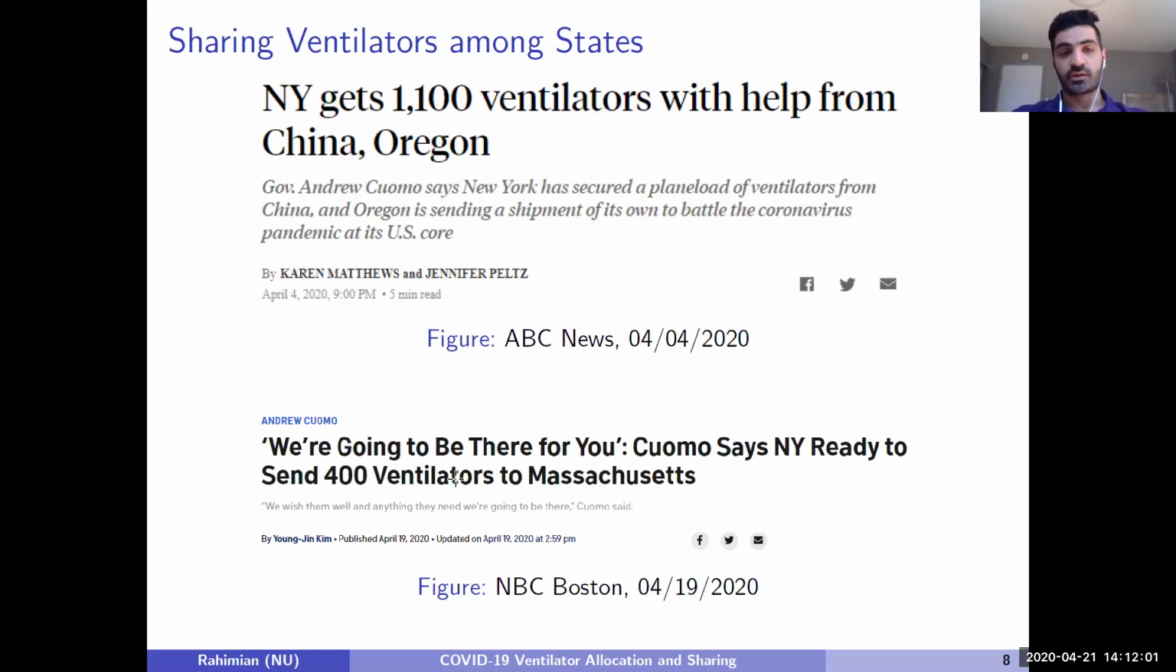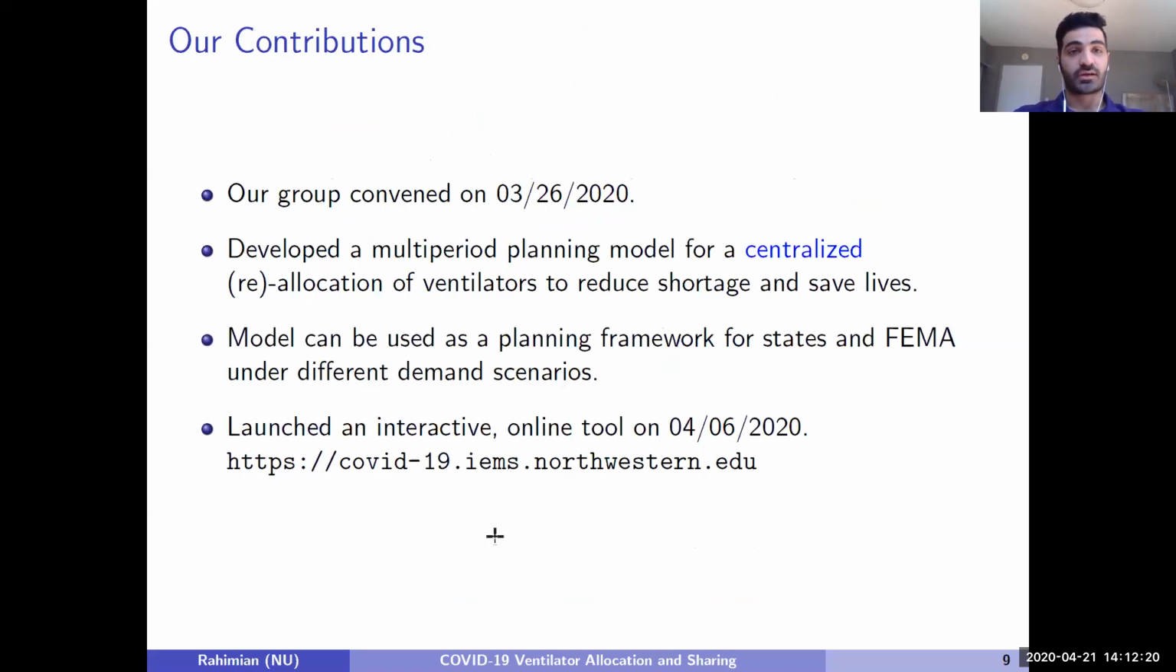They have announced that they're going to give away 400 ventilators to the state of Massachusetts, based on news on April 19. And remember, the state of Massachusetts, according to IHME, hit its peak on April 18. So this is a possibility that we saw, and we got together on March 26 with the goal of developing a multi-period planning model for a centralized allocation and possible reallocation of ventilators over a planning period, in order to reduce shortage and save lives.